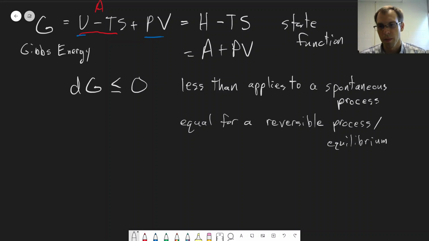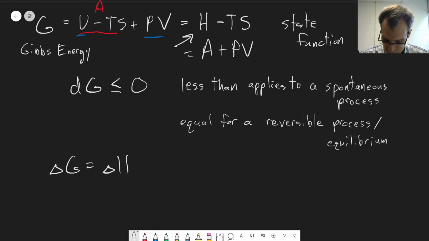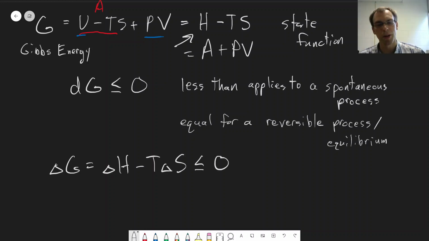Okay, so the most common way we look at this Gibbs energy, the way we commonly look at this written out, is that we use this form here with H and T S, because since we're considering a constant pressure process, H is equal to the heat exchange with the surroundings that occurs in our system. And so we often write out that delta G equals delta H minus T delta S. And that, again, has to be less than or equal to 0 for a spontaneous or equilibrium process.